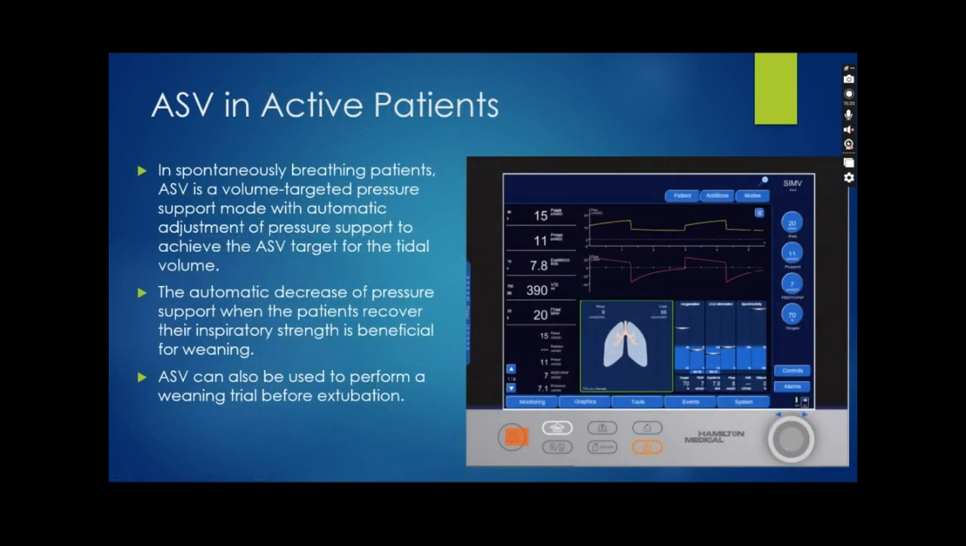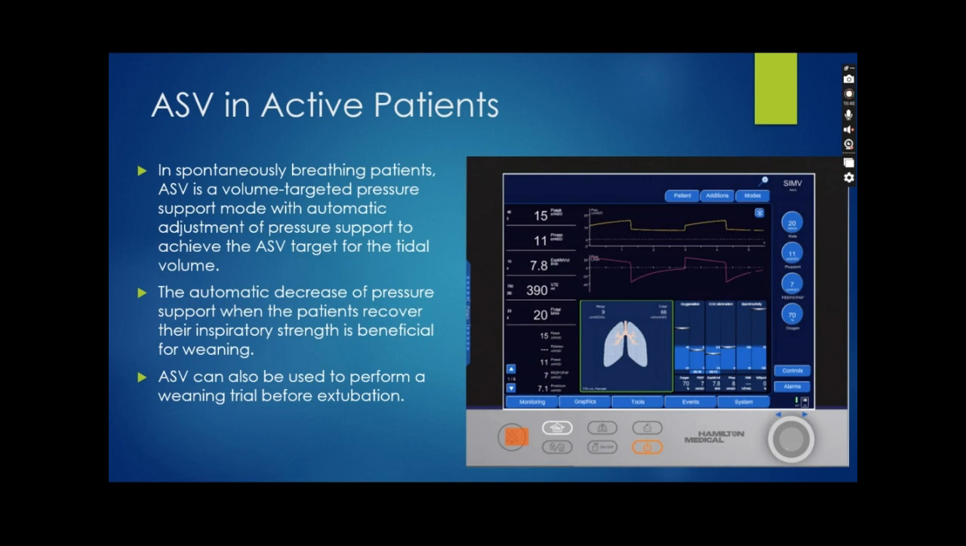So ASV in active patients. Active being that the patient is awake, can be awake and alert, or has a respiratory effort. So the patient is triggering the ventilator. So in spontaneous breathing patients, ASV is a volume targeted pressure support mode with automatic adjustment of pressure support to achieve the ASV target for that tidal volume.